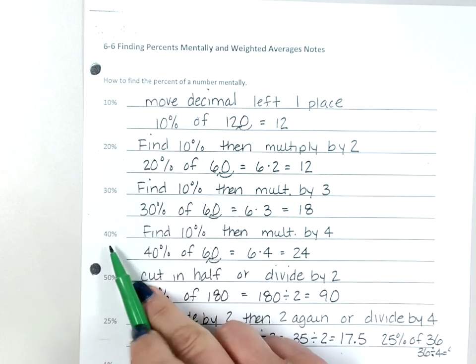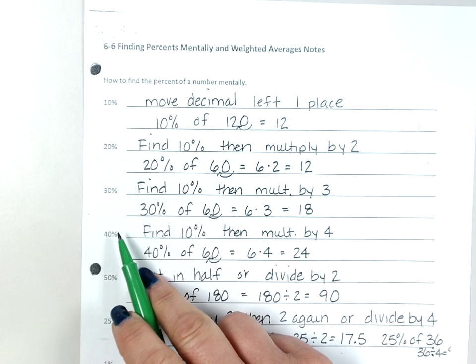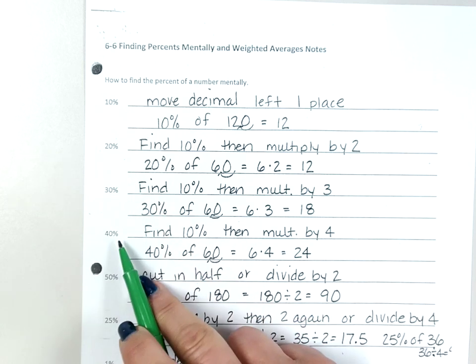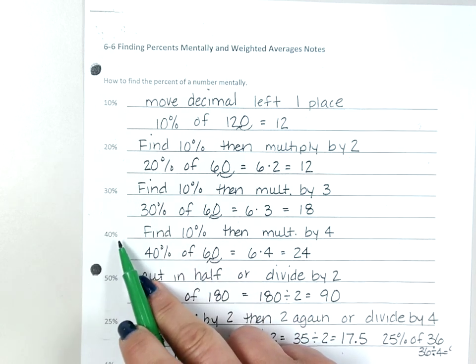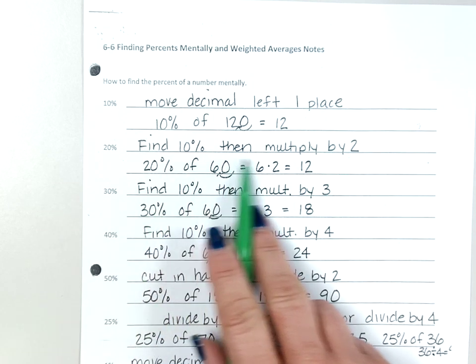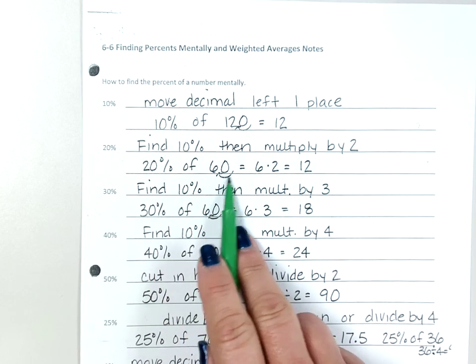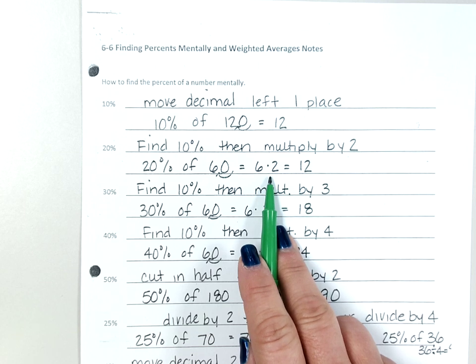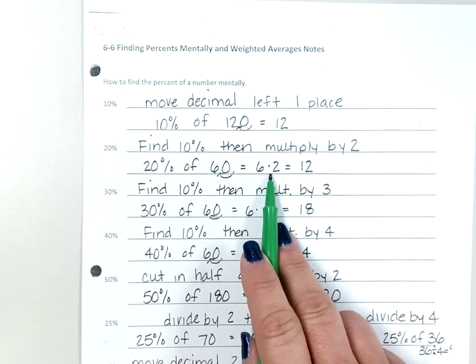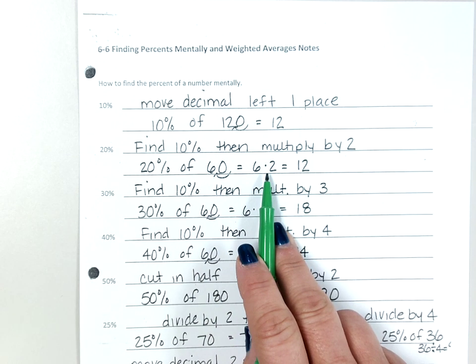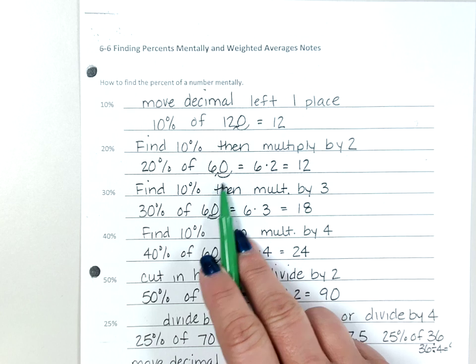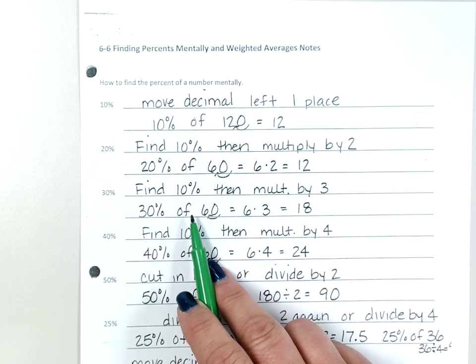For the next several, you'll be able to use that 10% of moving it one to the left, and for 20, 30, and 40, you would then just multiply by 2, 3, or 4. So you find 10%, you move it one to the left. So if I'm doing 20% of 60, I'm going to move it one to the left and times it by 2. A lot of times people will leave about a 20% tip, because it's an easy one to find when you just move the decimal one and then double it.